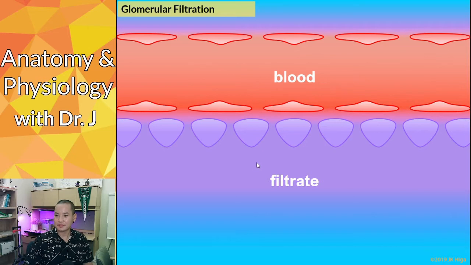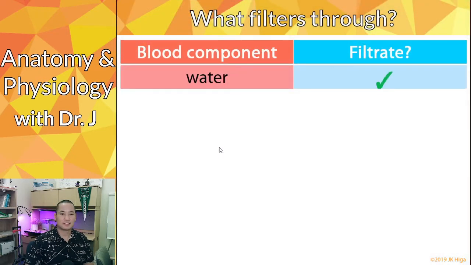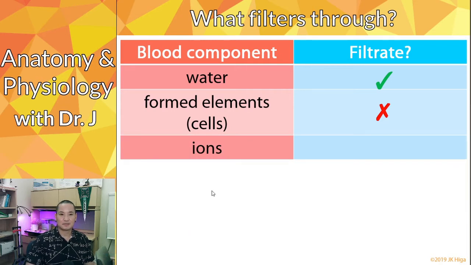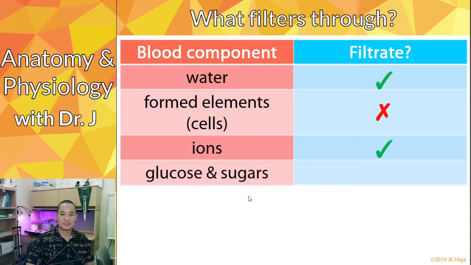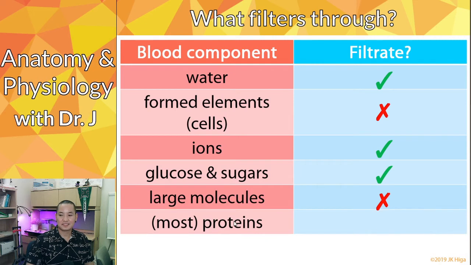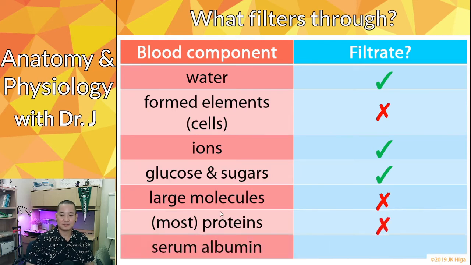All right, so what filters through? Water, definitely. Formed elements, cells, not in normal conditions, especially white cells. Like someone mentioned in chat, it can happen with infections, but under normal healthy conditions, it should not. And definitely not red blood cells or platelets. And then ions, they do filter through. They're very small and very water soluble. Glucose and small sugars, yes, they should filter through. Larger molecules, no, and most proteins do not filter through as well. But definitely serum albumin, a very huge protein and a big component of your blood proteins, should not filter through.